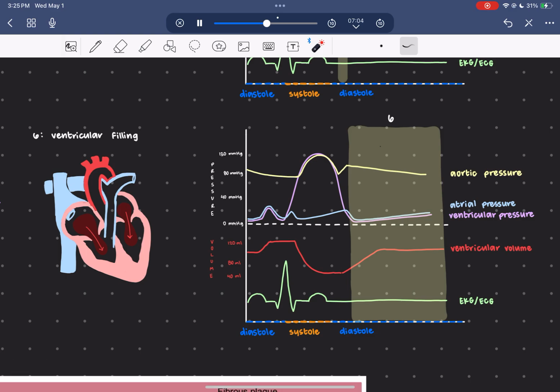So the valves finally open, and blood is now entering into the left and right ventricles, where this process kind of starts all over again.